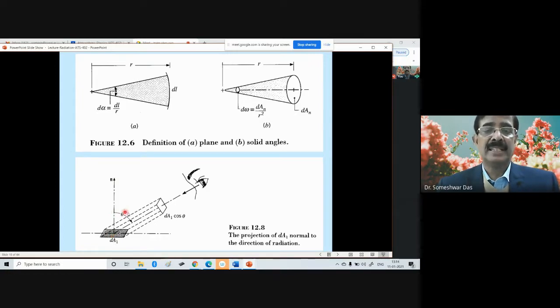And let's say this is the zenith angle theta, and this is the surface area dA1 cos theta. So this is the projection of the dA1 area normal to the direction of the radiation. So this is another thing we have to keep in mind.